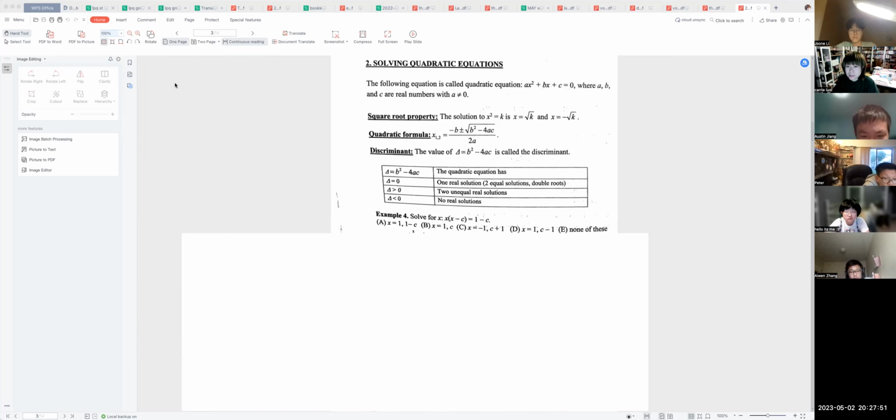So solve x if x times x minus c equals 1 minus c. I'll write it a bit bigger: x times x minus c equals 1 minus c. So I want to solve for the solution of that. Of course, you're going to use this one, right? Or if you want to use something we learned before, it's totally fine.